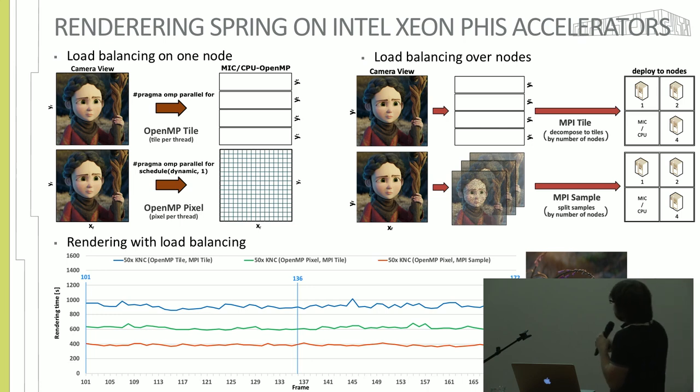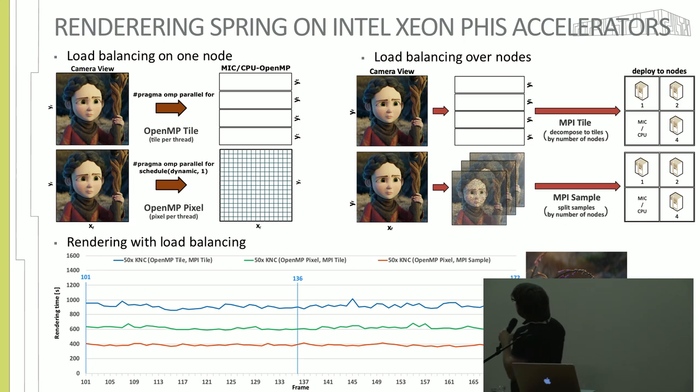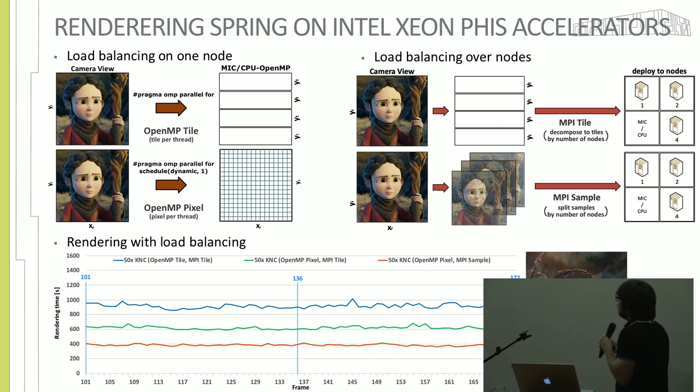So this is, for instance, the performance difference if we use a different kind of load balancing, and you can really see that we were able to get from, let's say, 1,000 seconds per frame to like 400 seconds per frame if we were using 50 of these accelerators. So quite a significant optimization.